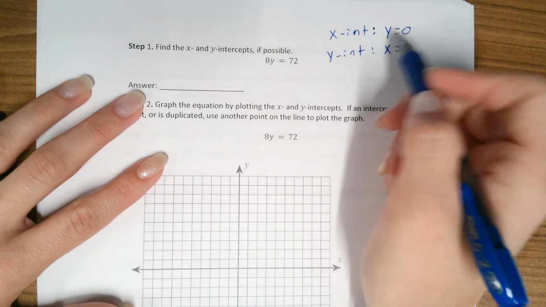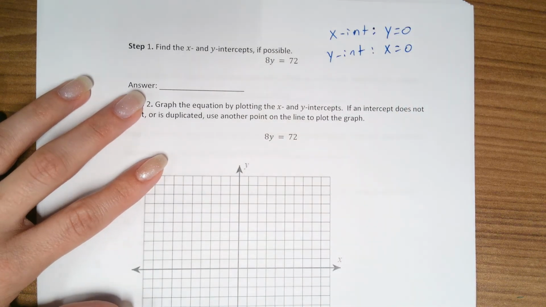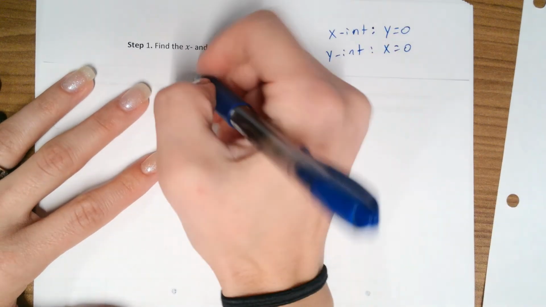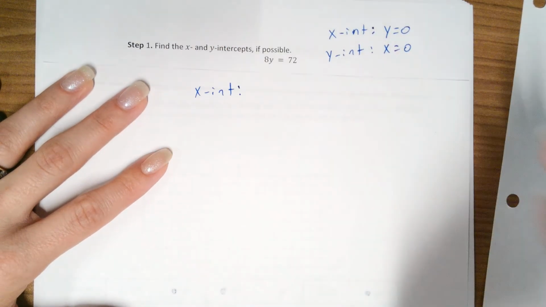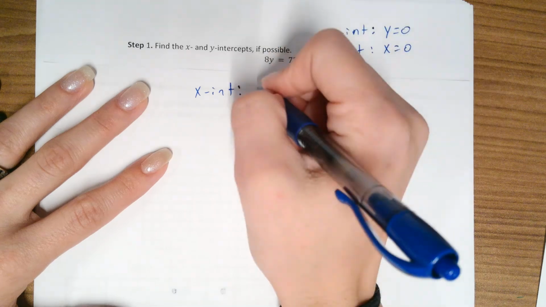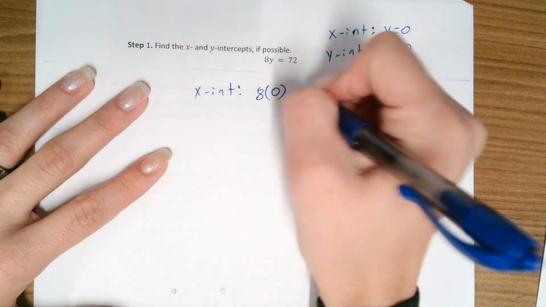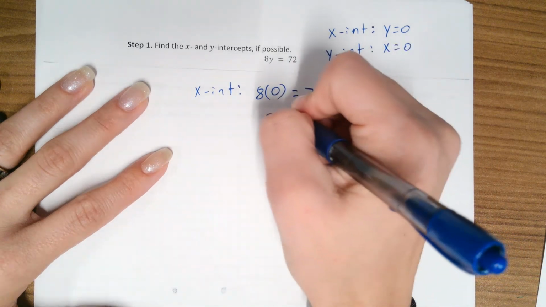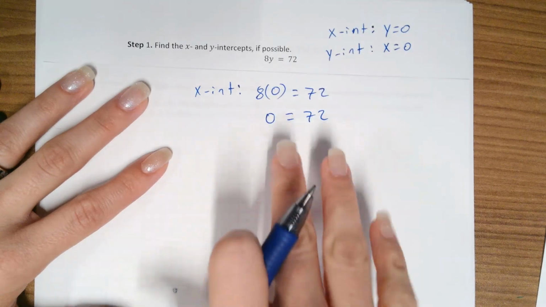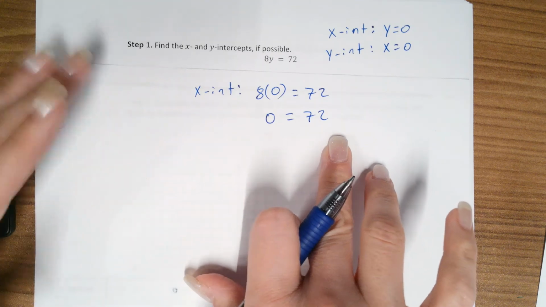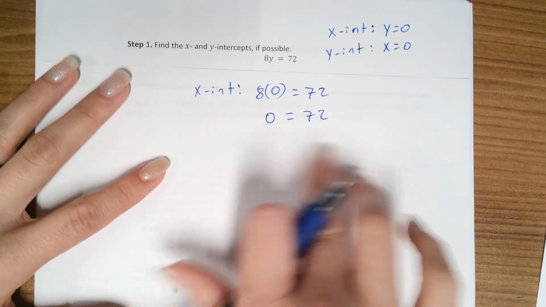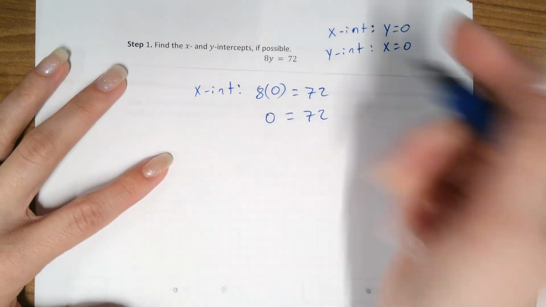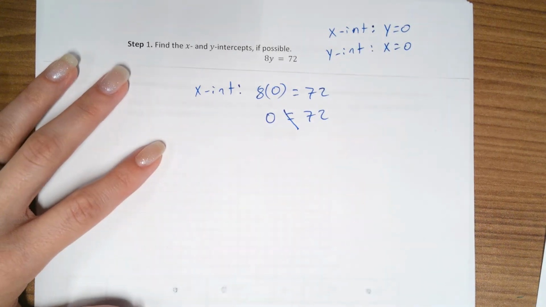So to find my x-intercept, I'm plugging in 0 for the y value. So let's do that. We're finding the x-intercept, and I'm going to plug in 0 for the y value. So 8 times 0 equals 72. And 8 times 0 is 0. And again, here my variables went away. I don't have an x to solve for, and we see here that this is not a true statement or a true equation. 0 will never equal 72.